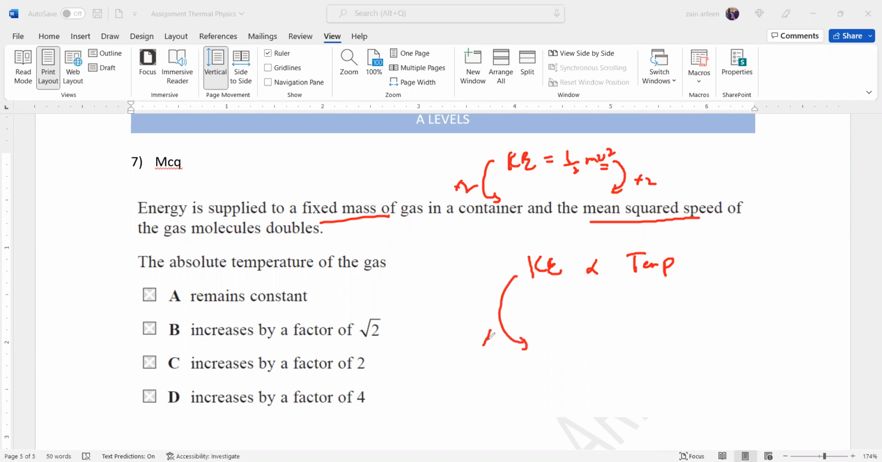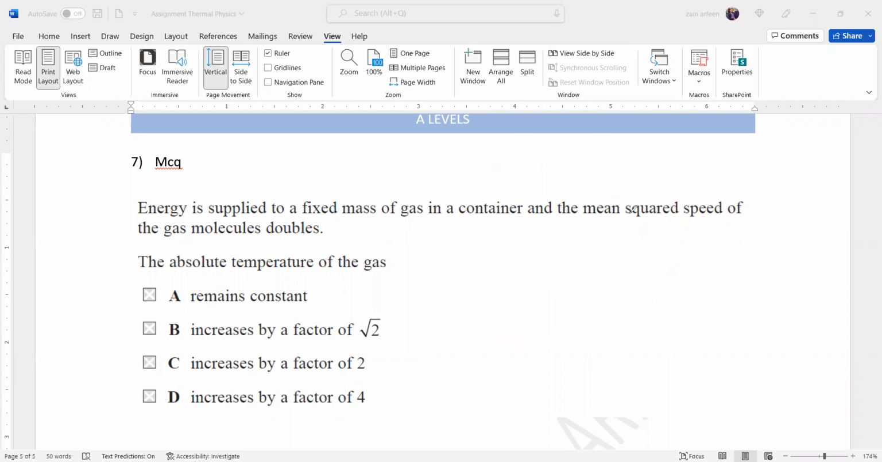If kinetic energy is doubled, what happened to temperature? That will also be doubled. That's why C will be the right answer. But what if, in the same question, instead of saying the mean square speed, they only mention the mean speed is doubled. So if the mean speed is doubled, the kinetic energy is half mv square.